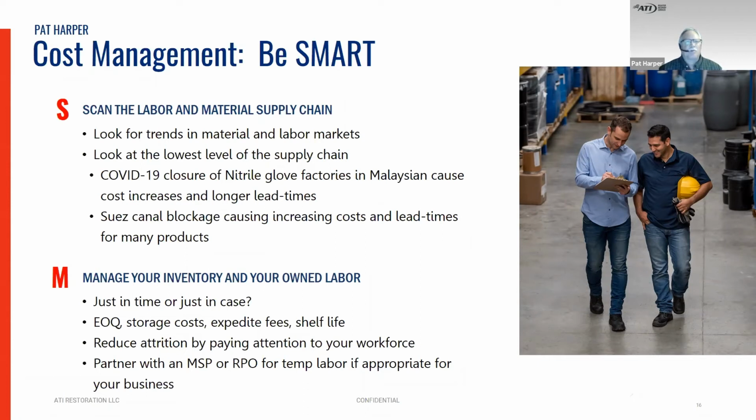So we've got a Be Smart program. So what does that mean? S: scan the environment, scan the labor and material supply chains, and not just that first layer, right? The nitrile gloves or the Tyvek or the plywood, what's below that. If you can understand what's happening below that level, all the way down, we sometimes call it dirt to dollars. If you can understand the basics of the supply chain, it can give you insights into what might be coming here in the next couple of months.